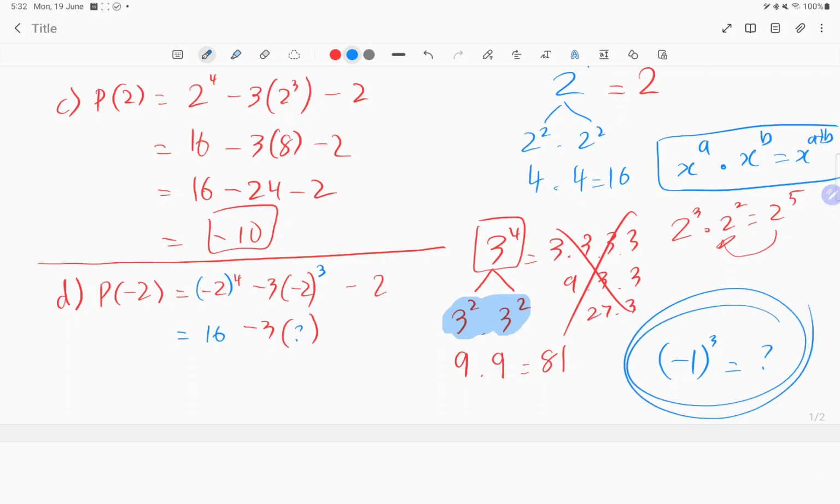Positive 3? What? That's very off. Negative 3. How did you get 3? What's power 3? Power 3 means negative 1 times negative 1 times negative 1.